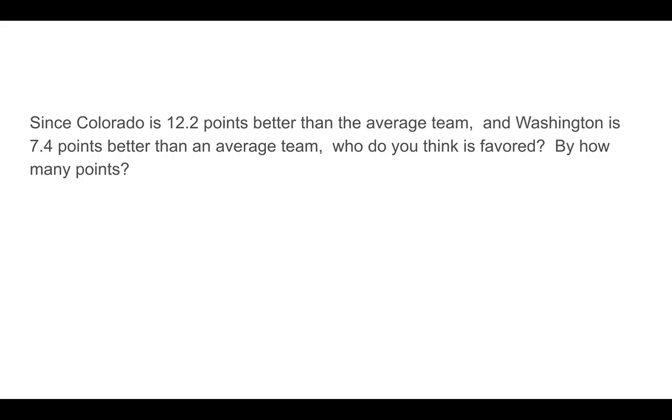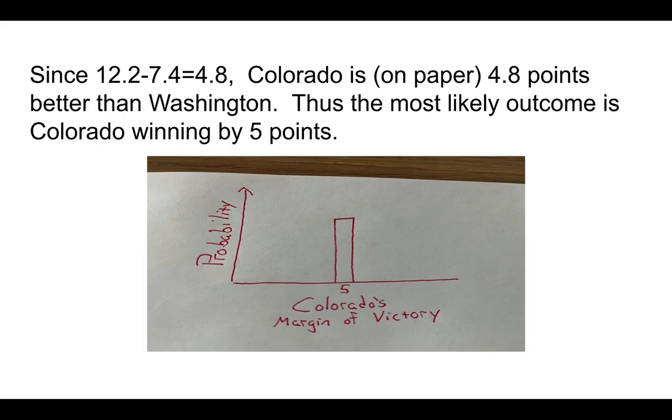But how many points do you think Colorado is favored by? Well, if we do 12.2 minus 7.4, we get 4.8. Okay? On paper, Colorado is about 5 points better than Washington. And this graph down here, I'm starting to build what we call a probability distribution. Okay, on the horizontal axis, I've got Colorado's margin of victory, and the height of each bar represents the probability of that outcome.